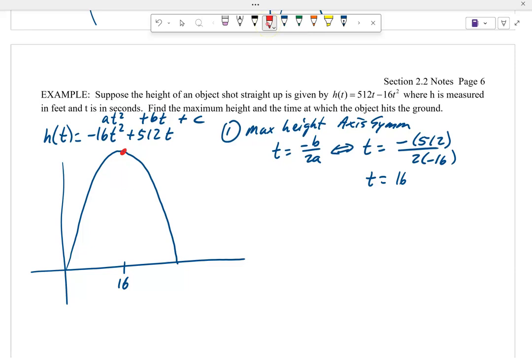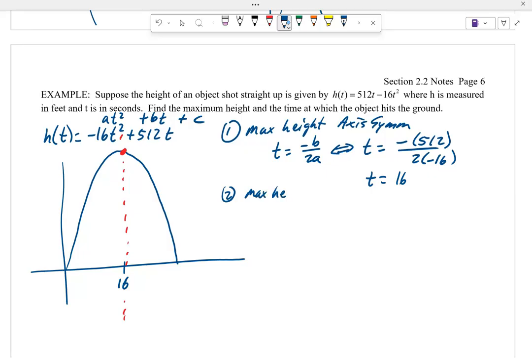There's our max height right there, right? We know it's going to occur at a t value of 16. It's right on that axis of symmetry, right? Well, it says find the maximum height. Well, it happens at 16 seconds. What is it though? Well, we better plug it in and find out what it is.